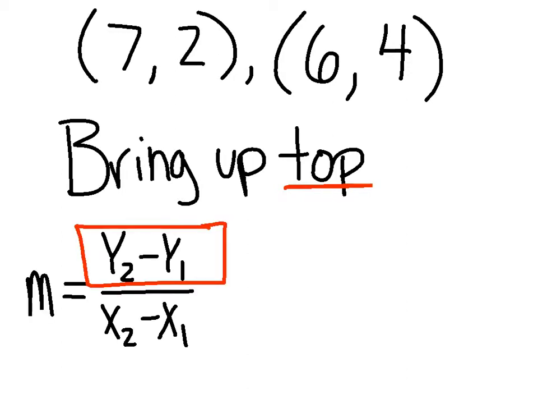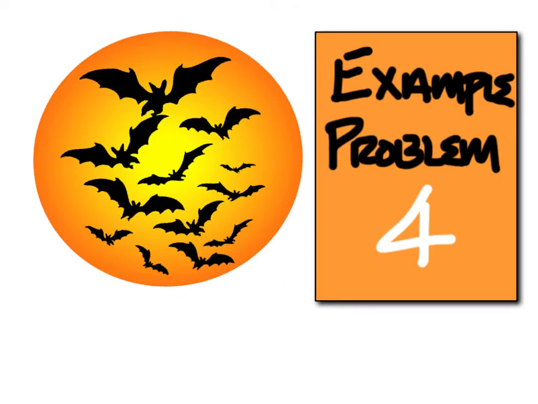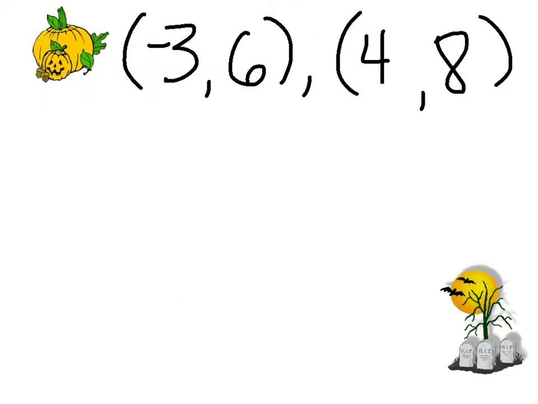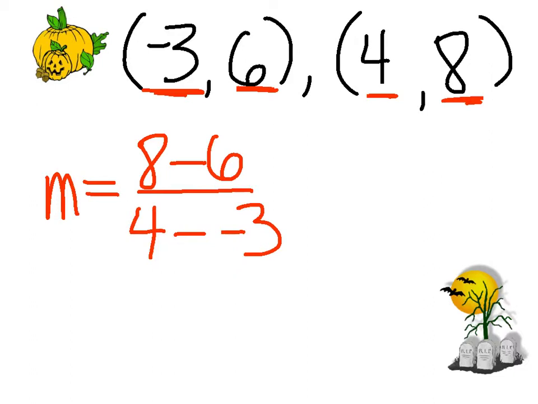Alright, walk by alert. Bring up the top of our equation using these 2 points. The top should be y2 minus y1. What's our y2? Our y1 is 2, and our y2 is 4, so we should have 4 minus 2 on top. For example, problem number 4, when we plug it into our formula, we should have y2 minus y1. It should be 8 minus 6 over x2 minus x1. That'll be 4 minus -3.